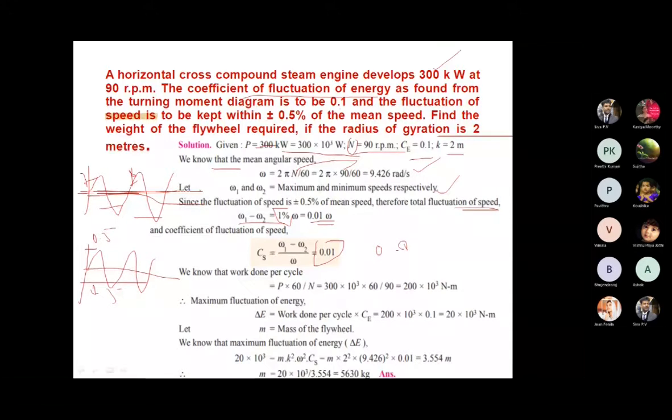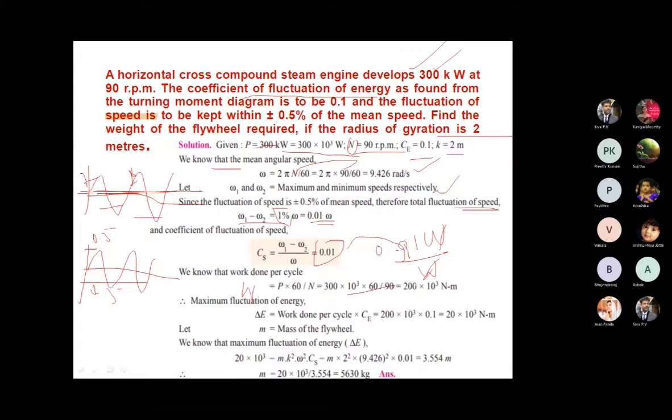0.01 omega divided by 1 omega. So omega and omega cancel, and only 0.0101 will remain. Right? So we know that the work done per cycle, W, is equal to P into 60 divided by N. The work done is given, right? So work done equals 300 into 10 power 3 into 60 divided by 90. 360 divided by 90 is equal to 200. To simplify, we will get 200 into 10 power 3 Newton meter.